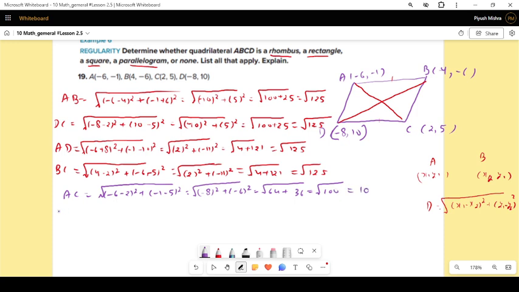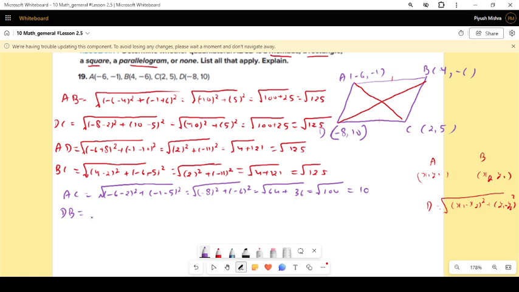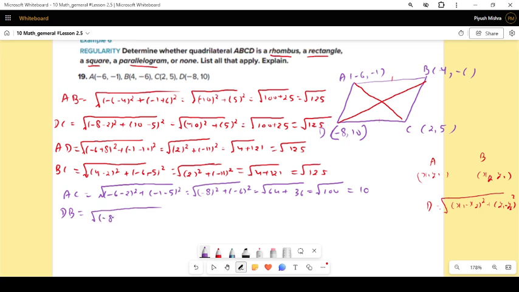And the last one, DB, is equal to (minus 8 minus 4) whole square plus (10 plus 6) whole square. Altogether it gives minus 12 whole square plus 16 whole square. Further solving, it gives 144 plus 256, altogether the square root of 400, which is equal to 20.